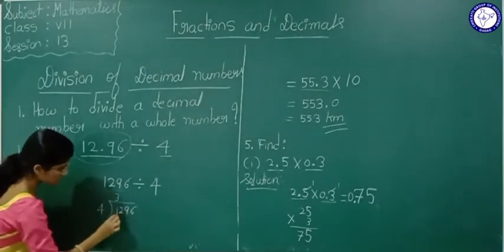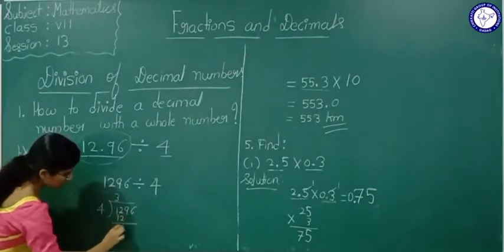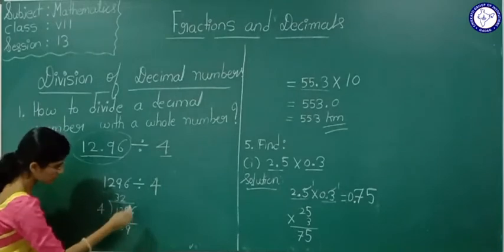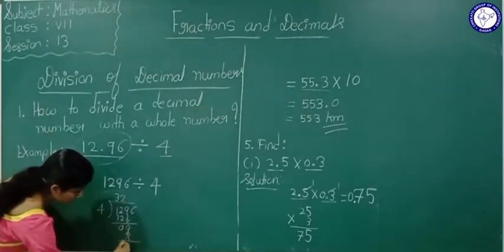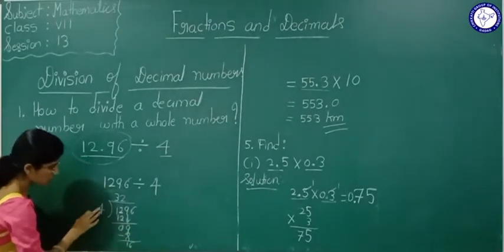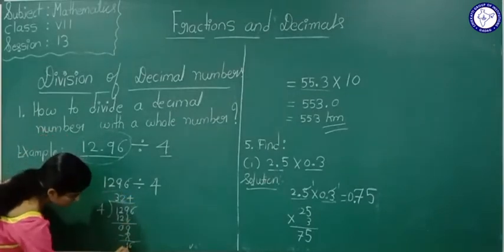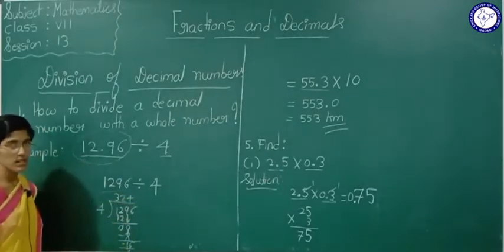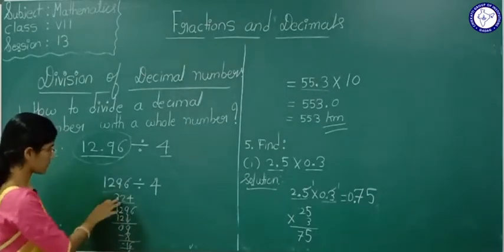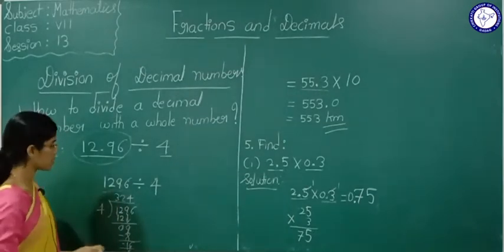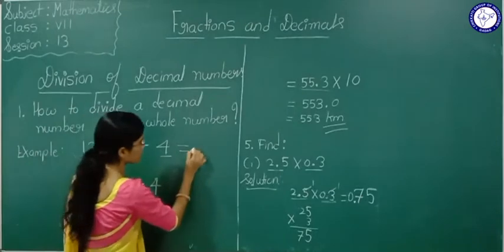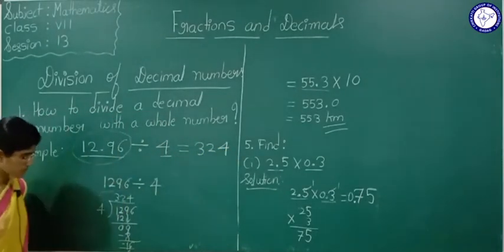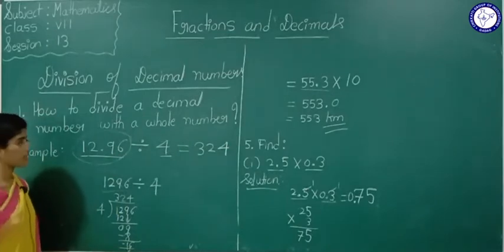4 is the divisor, 1296 is the dividend. 4 3s are 12. Okay, here 9 will come. 4 2s are 8. Okay, here 16. 4 4s are 16. It will be here 0. So the answer is 324. Now see here.